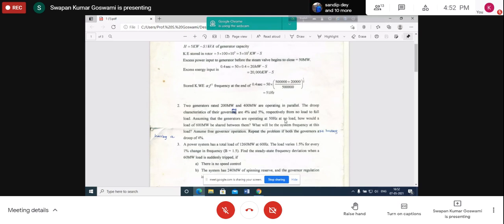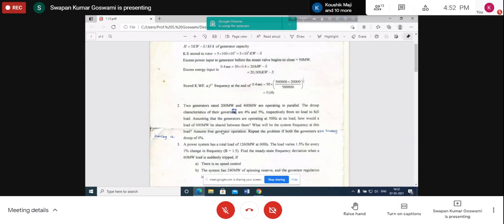It is said that the no load frequency is 50 hertz. That means at no load it is 50 hertz, so obviously at full load it will be reduced. So how much will be the reduction in frequency for the first generator? It will be 2 hertz. That means the full load frequency of the first generator will be 48 hertz. Full load frequency of the second generator, 400 megawatt generator, will be equal to 50 hertz minus 2.5 hertz. That means 47.5 hertz. Okay.